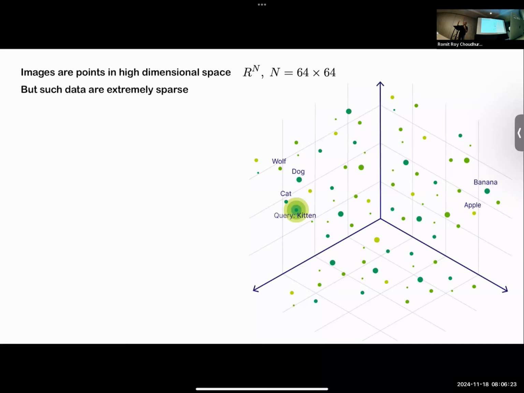So a pixel is an axis, right? So 4,000 pixels, 64 times 64 pixels, is 4,000 pixels. Every pixel is an axis.